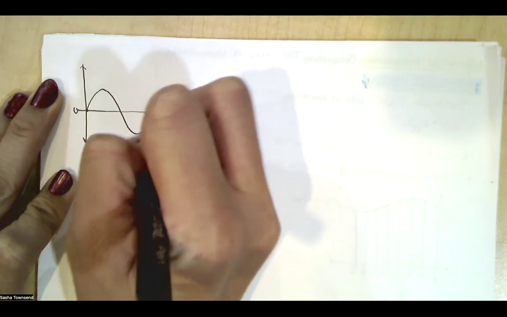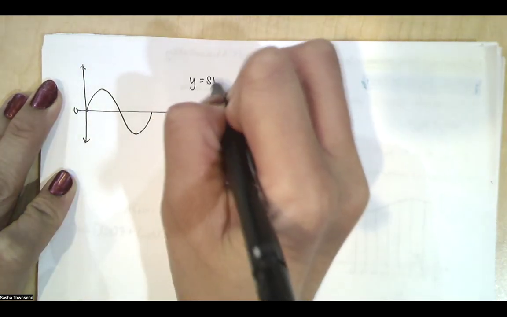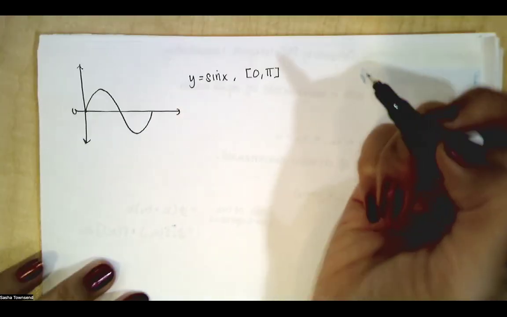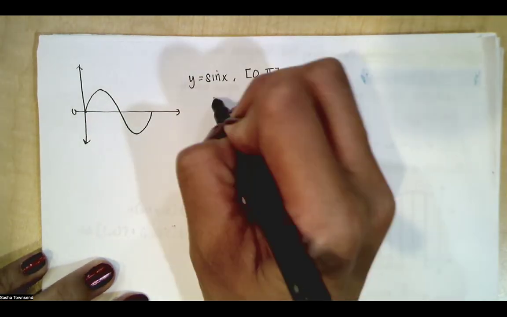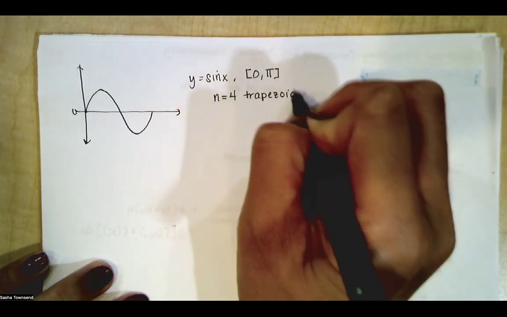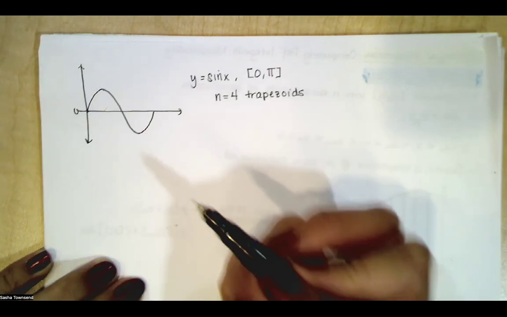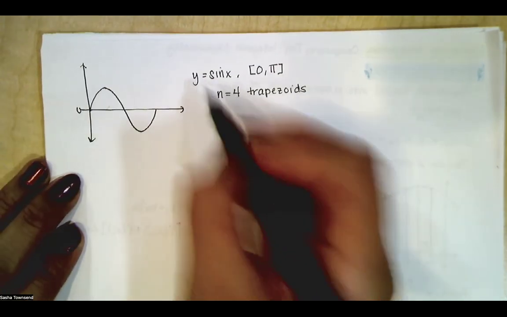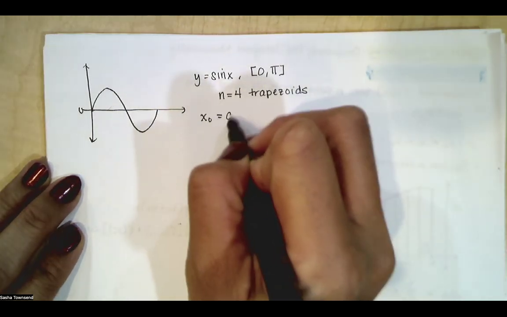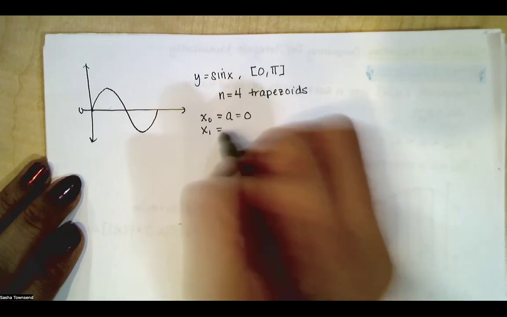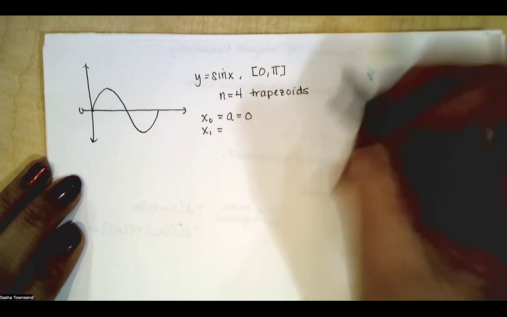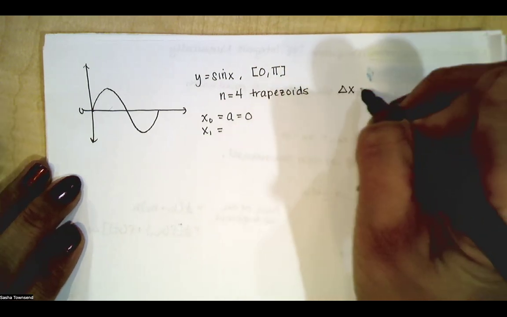Here's the example from the book. I'm just going to use the same one from the book. We have y equals sine of x, and we're interested in the interval from 0 to pi. Now, if we want to approximate this using trapezoids, we can use n equals 4 trapezoids. We can approximate that area under the curve relatively easily by evaluating this function at 5 x values. The first x value is a, or 0. And the second one comes from taking that interval from 0 to pi and subdividing it into 4 equal pieces, or 4 intervals of equal width.